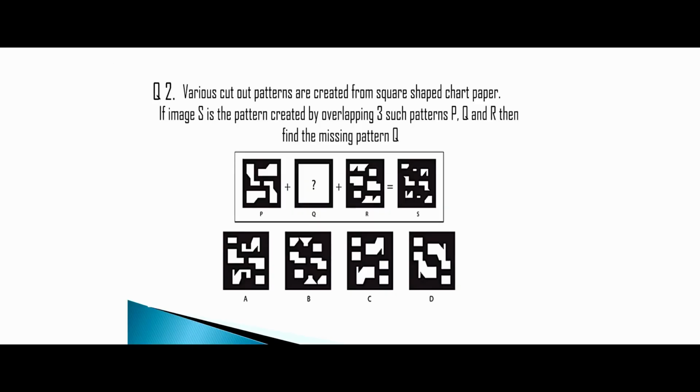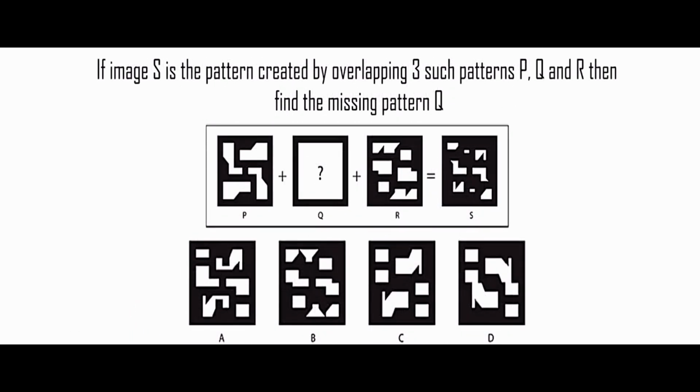Let's solve this question. If you observe the final image, you can see a particular shape in that final image, and in P and R that shape is not available, so Q should have that shape. So if you observe the options, in option D that shape is inverted, and in option B that shape is not available, so we can eliminate option B and D. Option A and C are having that shape, so A and C can be potential answers.